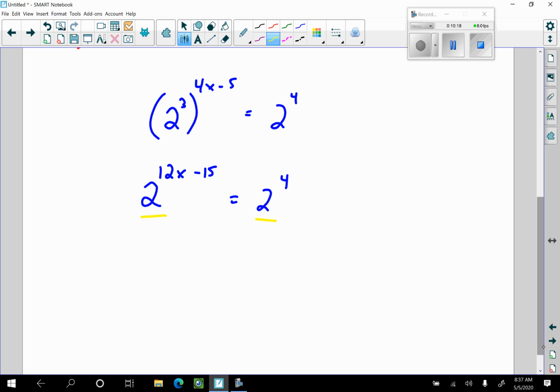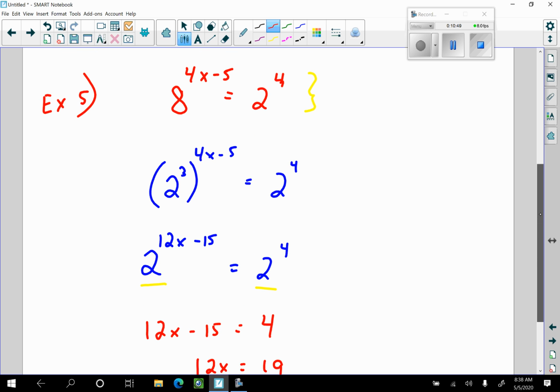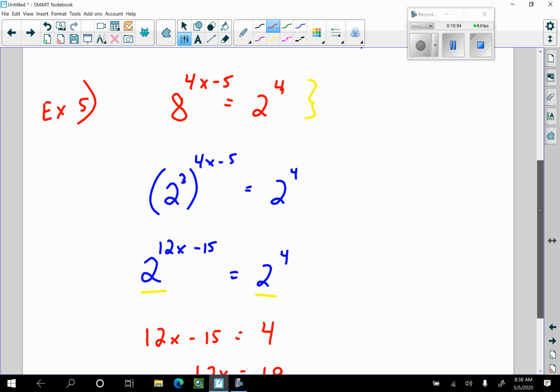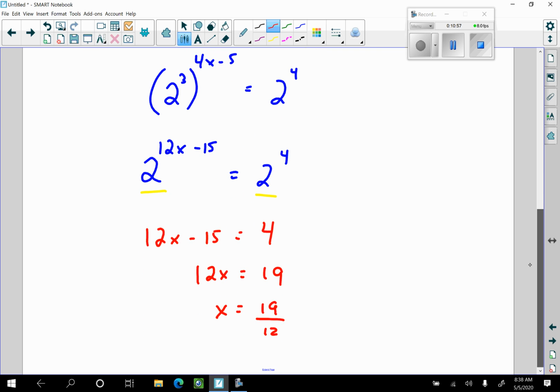Okay, so what's this going to be then? Oh, well, now I know that I'm going to set the exponents equal. Sorry, I almost didn't set the exponents equal. And now I have a simple linear equation. I'm going to add 15, and I'm going to divide by 12. And that's the solution. So that's a little bit of a dandy problem right there. Okay, x is 19/12. All right, so let's do another example.